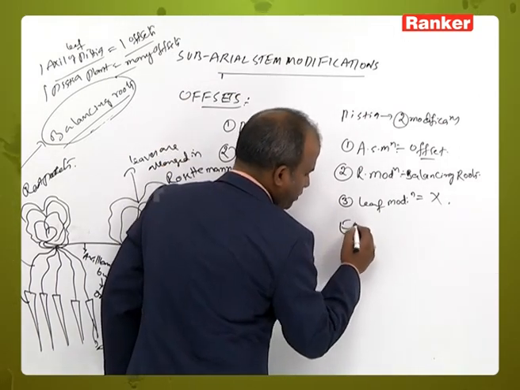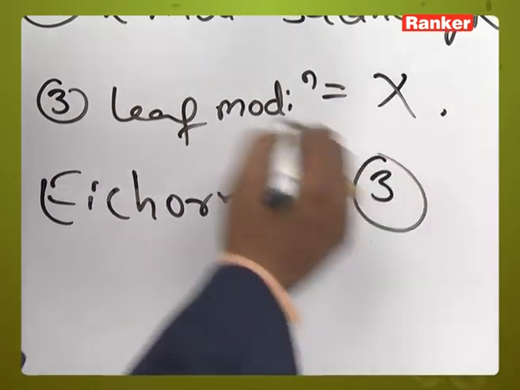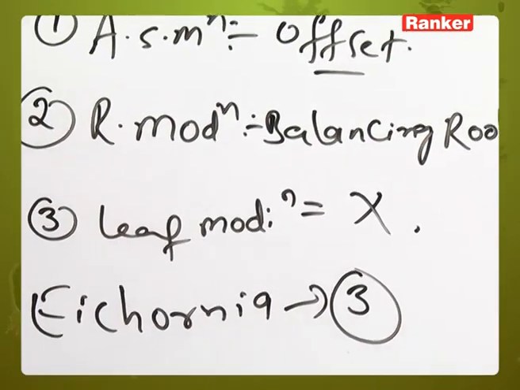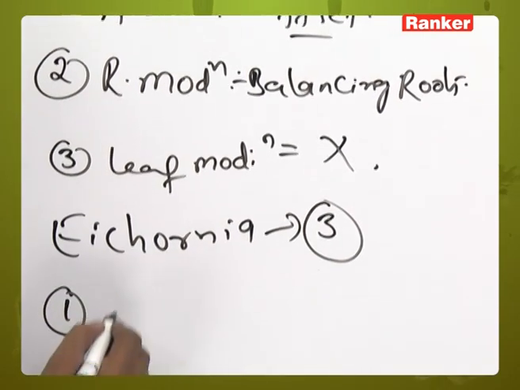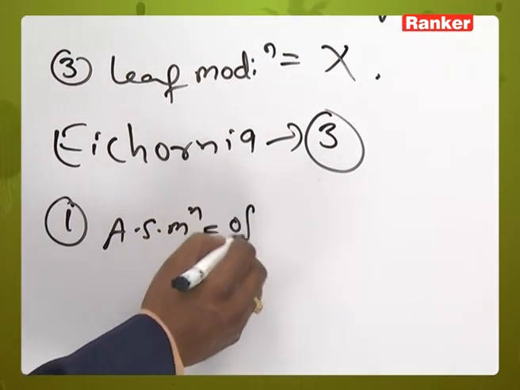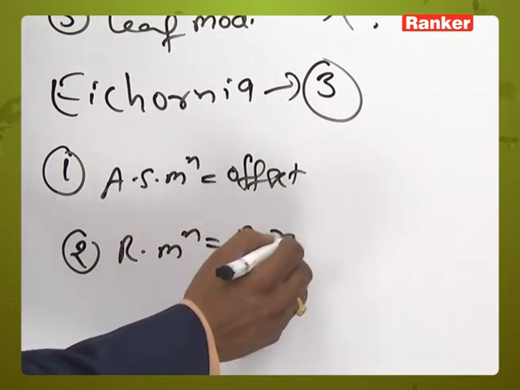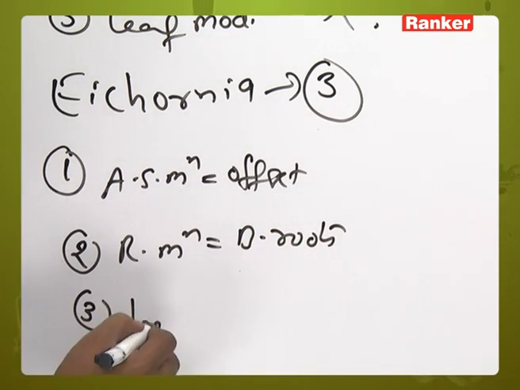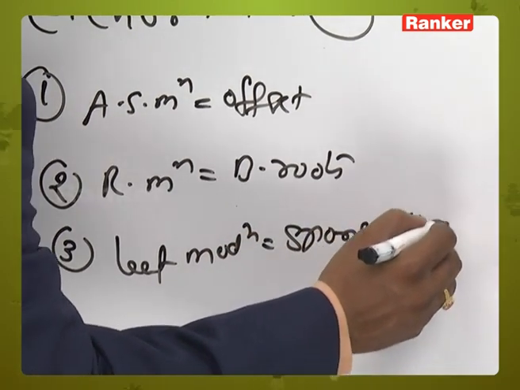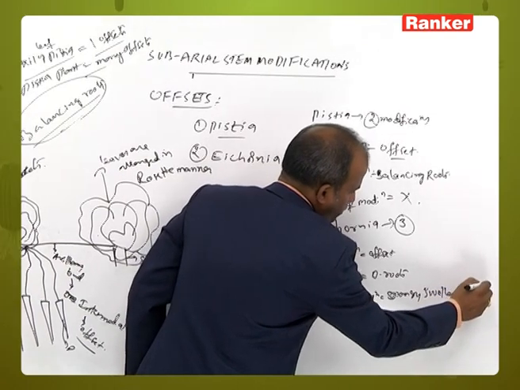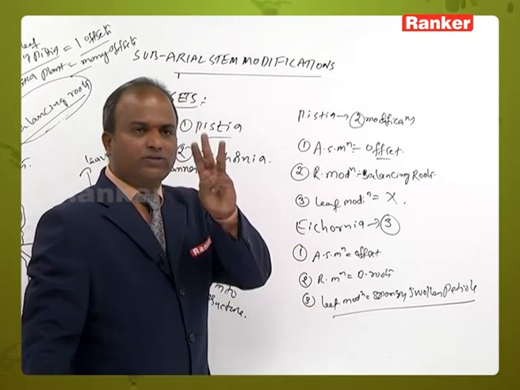And in another example, namely known as Icornia. Icornia shows how many modifications? Three modifications. What are the three modifications? One is aerial stem modification, that is nothing but offset. The second is root modification, that is nothing but balancing roots. And the third is leaf modification, that is nothing but spongy swollen petiole. That means Pistia shows only two modifications, whereas Icornia shows three modifications.